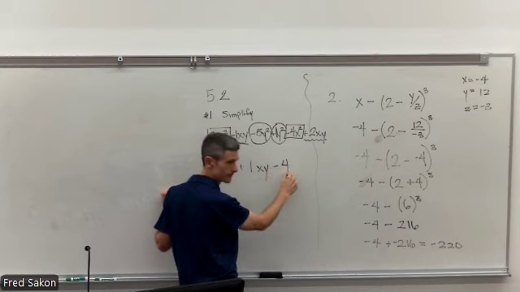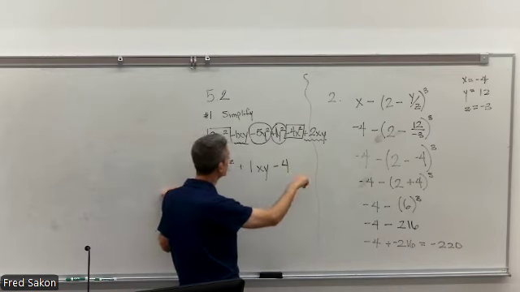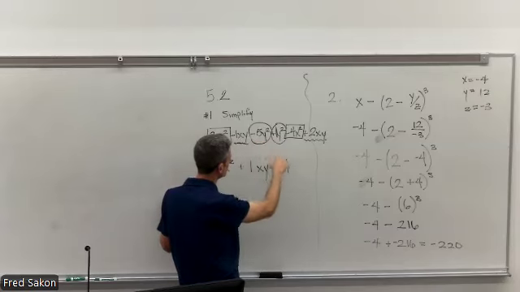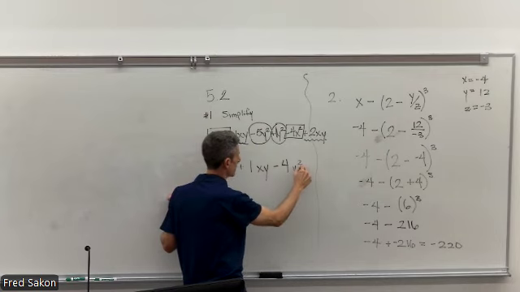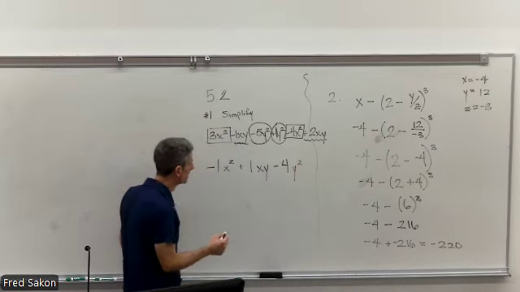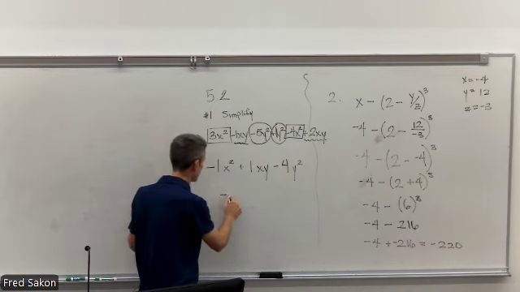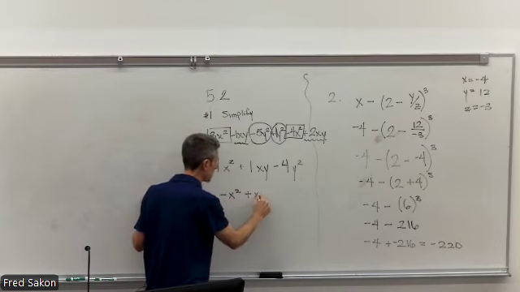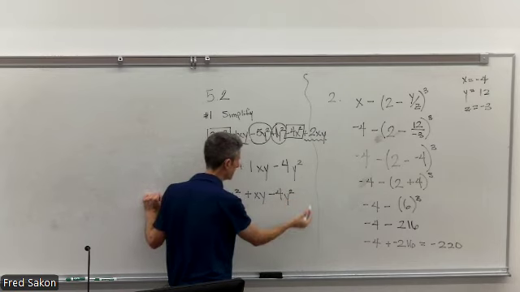Negative 4. We got to think back to those addition and subtraction rules. Higher number gets the sign, and they're different signs, so we're subtracting them. And you bring along our variable part. Then clean up your ones by omitting them. Negative x squared plus xy minus 4y squared.